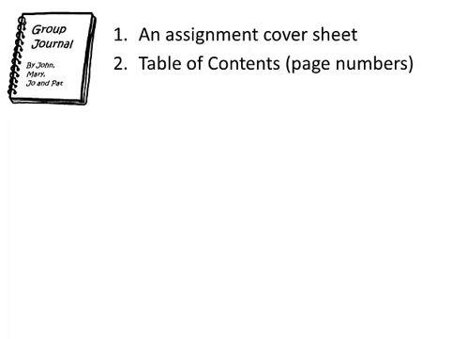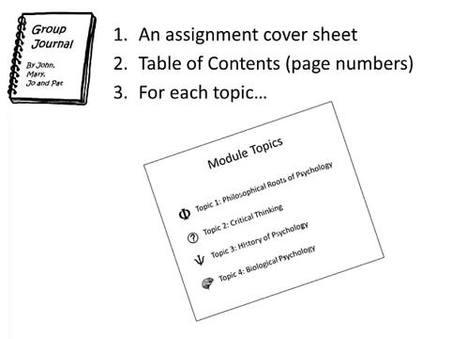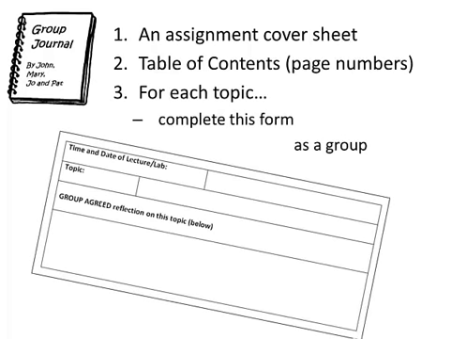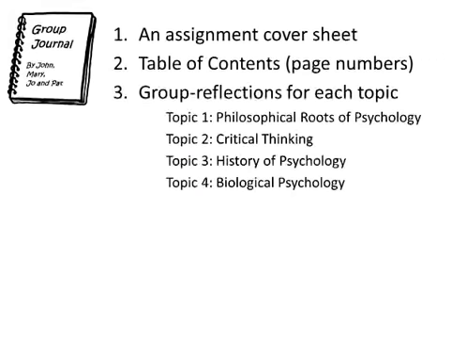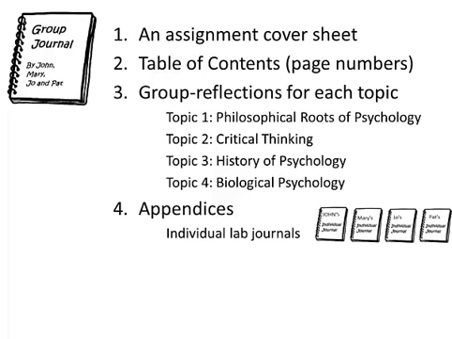Now for the main body of the group journal. For each topic, students will complete a similar form to their individual lab journal, but this time as a group. So this will involve discussing the contents of your individual reflections for each topic, and producing a group-agreed reflection for each topic. Finally, the group journal will have an appendix section. Here you can include copies of your individual lab journals for each member of the group and your group meeting progress reports. I'll come back to these in just a moment, but first I want to outline some additional information.